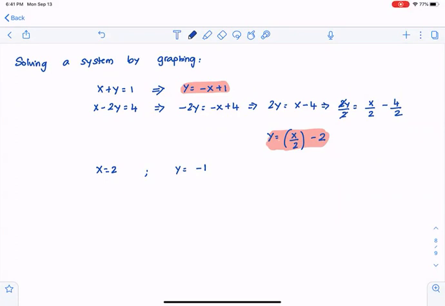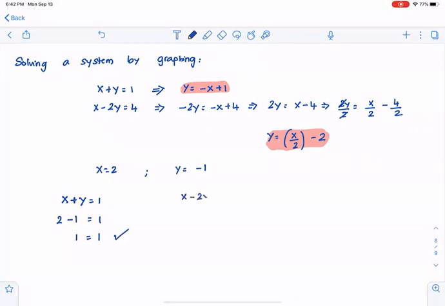So let's see if it works. The first equation is x plus y equals 1. Plug in x and y. 2 minus 1 equals 1. 2 minus 1 is 1. 1 is equal to 1. It checks out. It is correct.